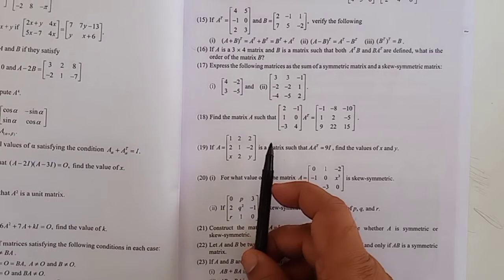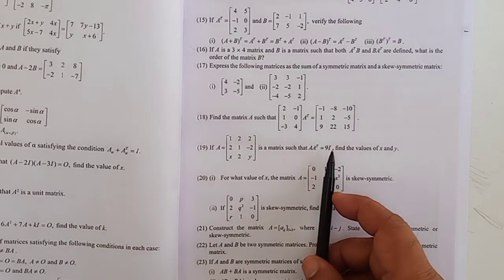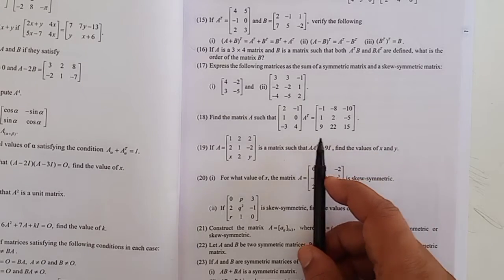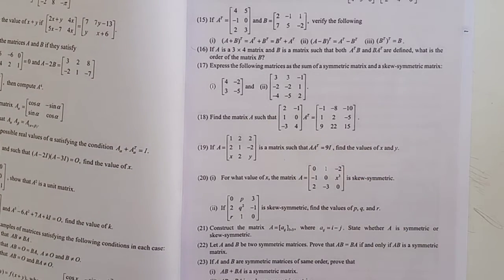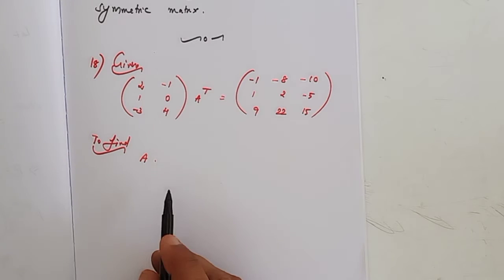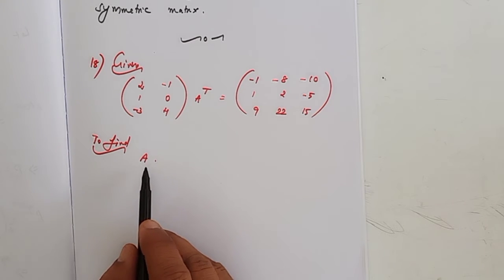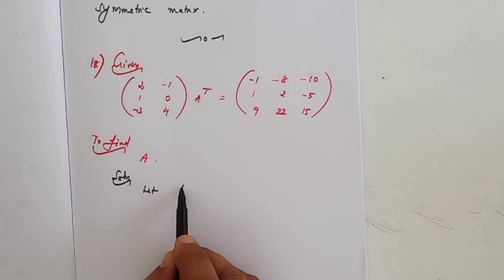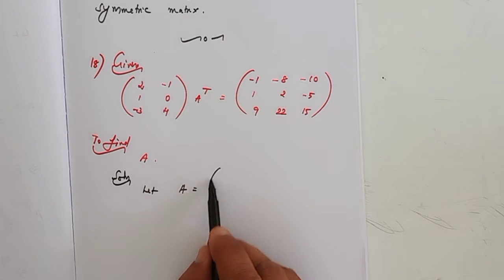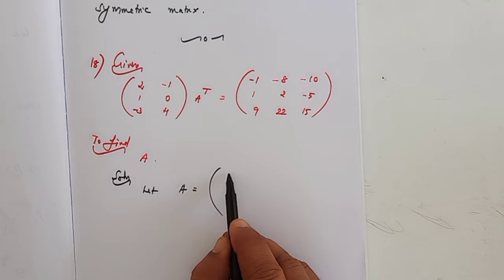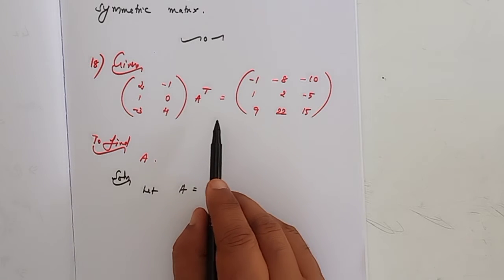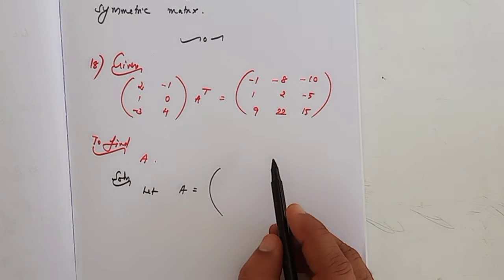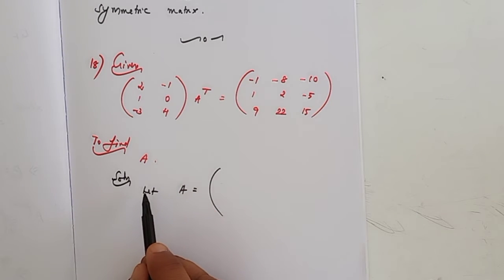Find the matrix A such that, look at the condition, we have one matrix into A transpose equal to the resultant matrix. Then how to find A? Here is problem number 18, you are asked to find out the matrix A. Before that, you have to find out the order of the matrix A transpose. How to find? Okay, I strike out this one.